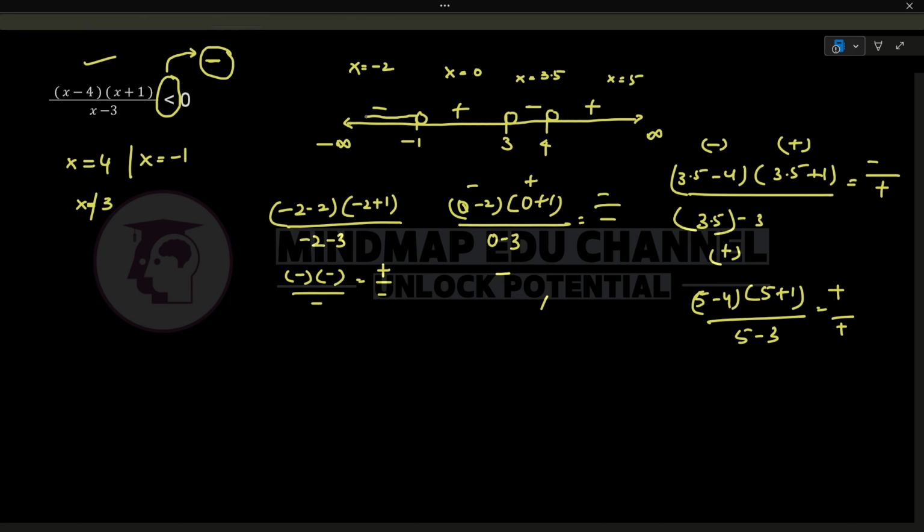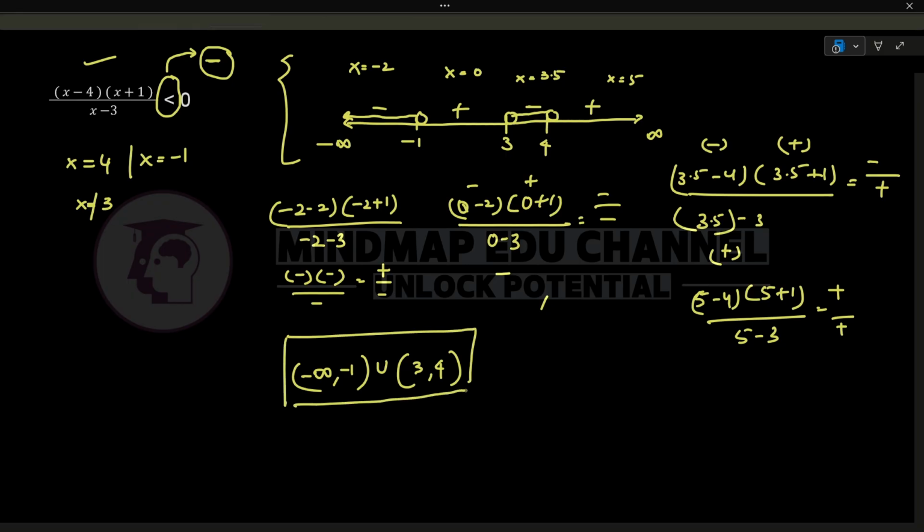It is from -1 towards minus infinity and between 3 and 4. So how are we going to write this in our interval notation? So it will be from minus infinity to -1. Check the brackets. Union 3 to 4. Clear? So this is our solution in interval notation.